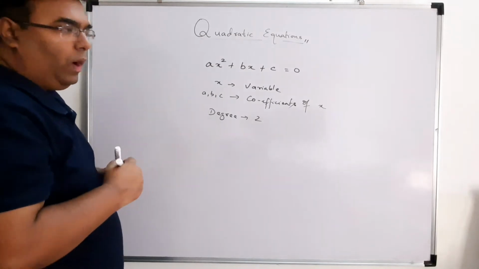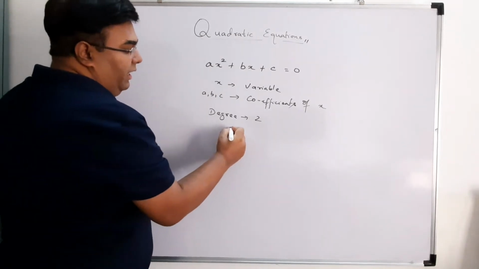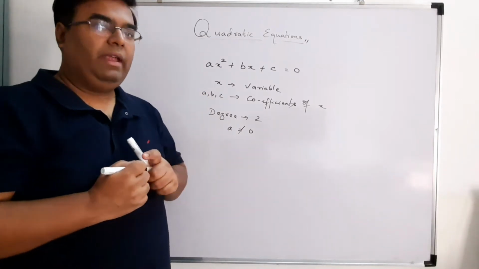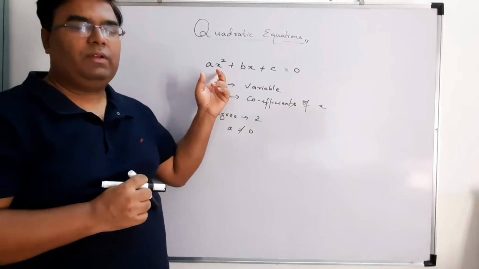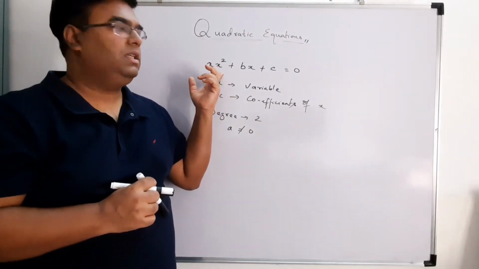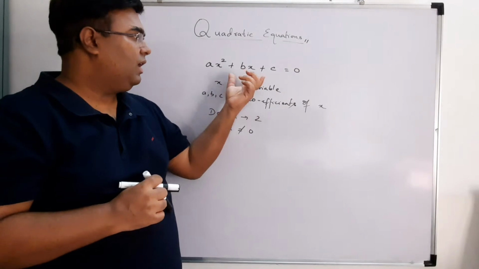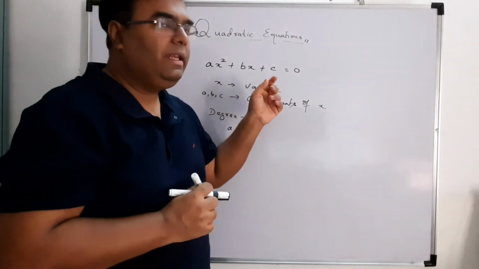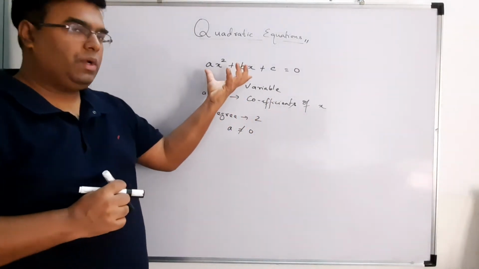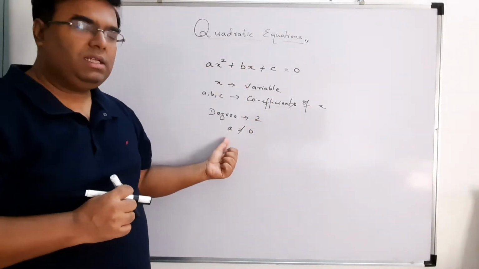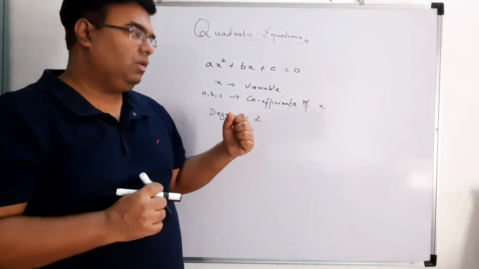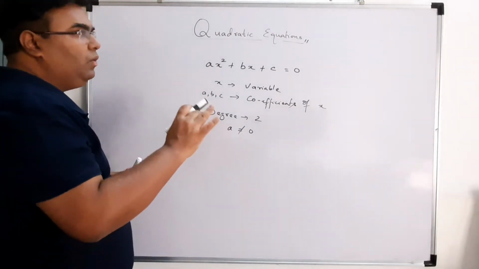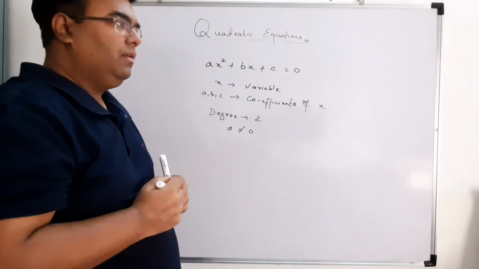Here the only one condition is that a should not be equal to 0. If a is 0, then the highest power of the variable will vanish, it will go away, right? So what will remain? It will only be bx plus c. So it is not a quadratic, it is a linear equation. So for the equation, the only condition is that our a should not be equal to 0. So these are the 4 things which you need to remember to find out the quadratic equation.